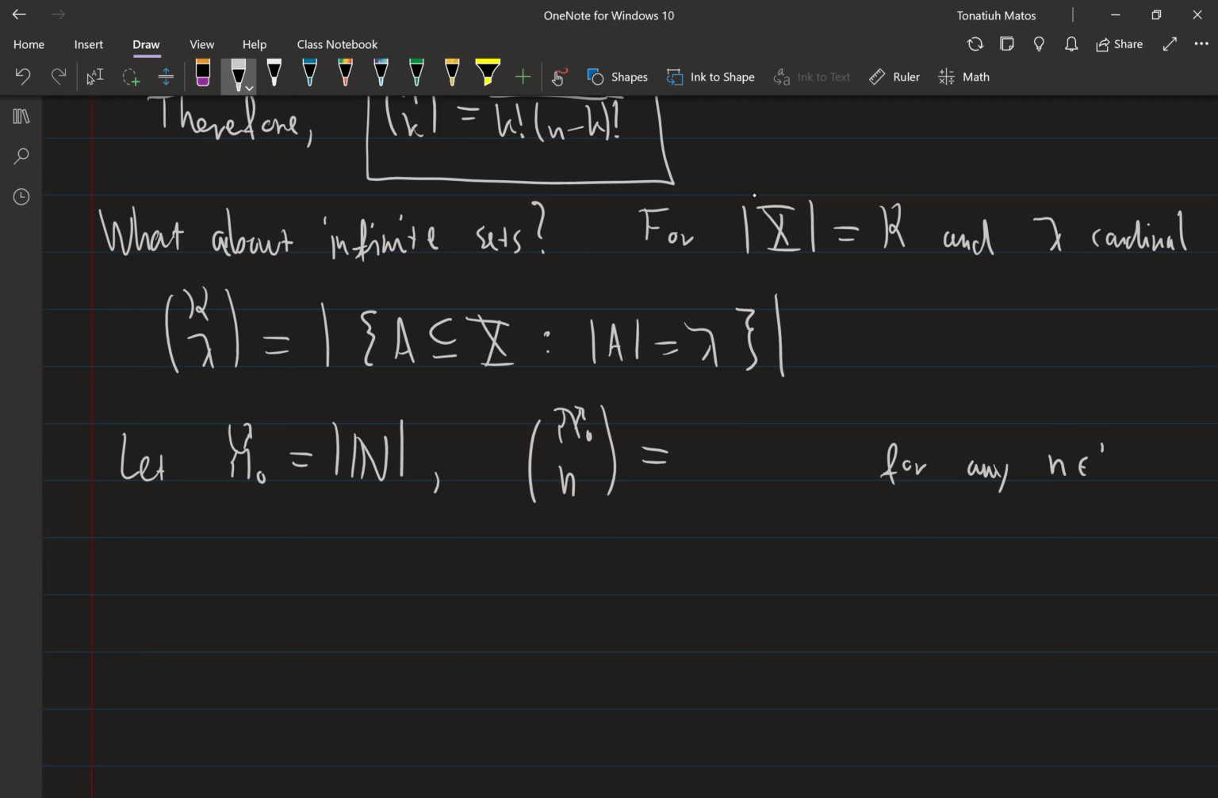Or any natural number, except 0, right? Because we already know that if you put 0, then the answer is 0. There's only one set with 0 elements, which is the empty set. Now, the only other cardinal that makes sense to consider is aleph naught itself.